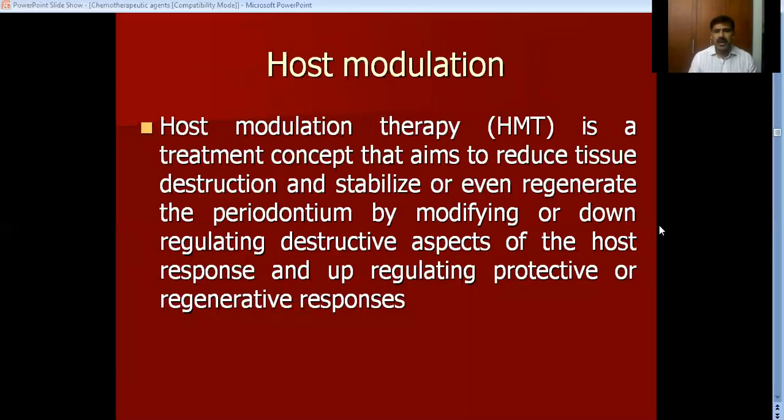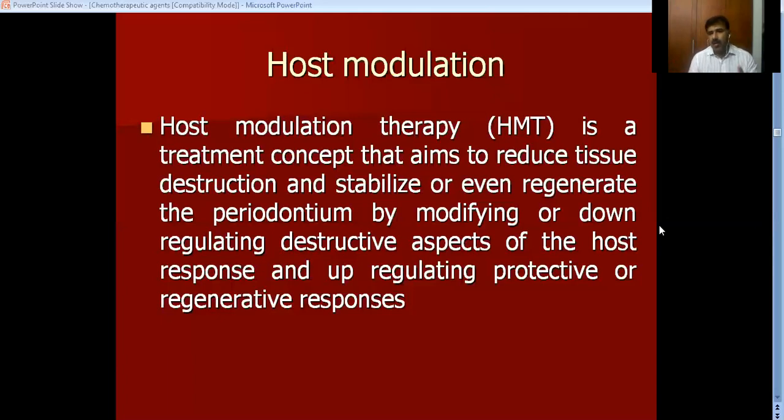Then we come to an important aspect. This is actually given as a separate chapter for you in Carranza. Host modulation. Now, this is a treatment concept. To understand host modulation, you should first understand how periodontal disease occurs. I think the topic on periodontal pocket would have been discussed for you. We'll just discuss briefly how periodontal disease occurs.